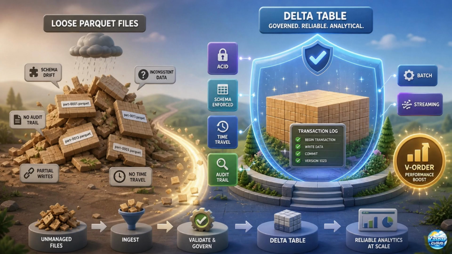Fabric engines can write Delta tables by default, and refined silver and gold layers usually benefit most from Delta's reliability and performance features. V-Order optimization can further improve read performance for Fabric compute engines such as Power BI, SQL, and Spark. The result is a lakehouse pattern that behaves more like a governed analytical platform than a folder of unmanaged files.